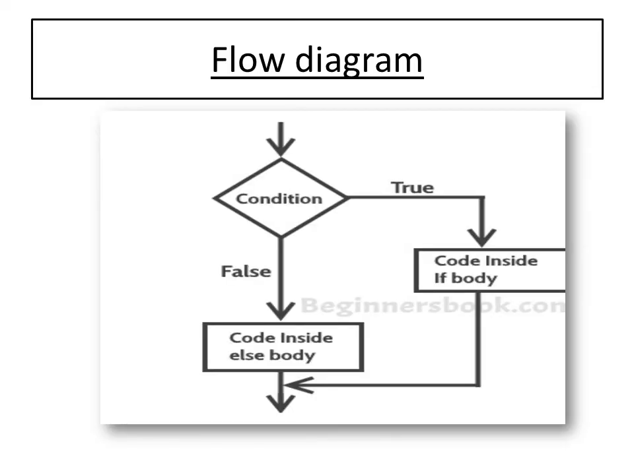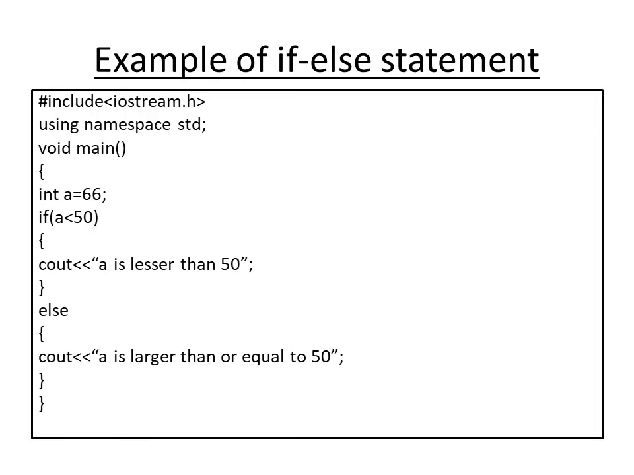This is the flow diagram. First, the program will be approached with a condition. If it's true, the code inside the if body will be executed. If it's false, the code inside the else body will be executed. After either one of them is executed, sequentially it will go to the next statement after the condition statement. Here is an example of an if-else statement.